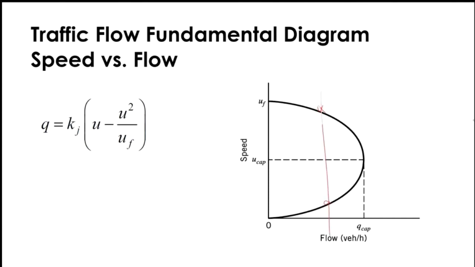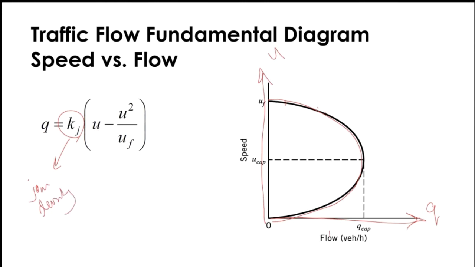But anyways, if we want to come up with an equation for this curve, where x-axis is flow and y-axis is speed, we can derive this equation saying that flow is equal to jam density multiplied by (u minus u squared over uf), and uf is again free flow speed.